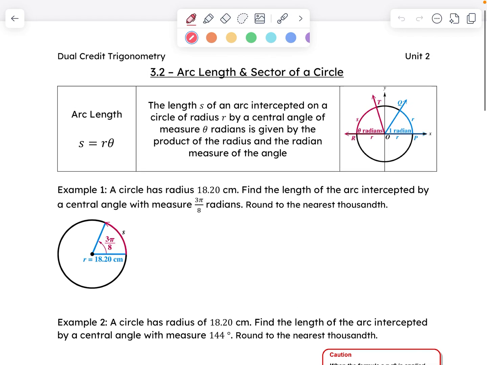Hey guys, today we are looking at 3.2, which is going to talk about arc length and the sector of a circle. So we're going to start with arc length. We've got our formula for arc length over here. It's S. S is going to equal R times theta. R is the radius and theta is the angle.